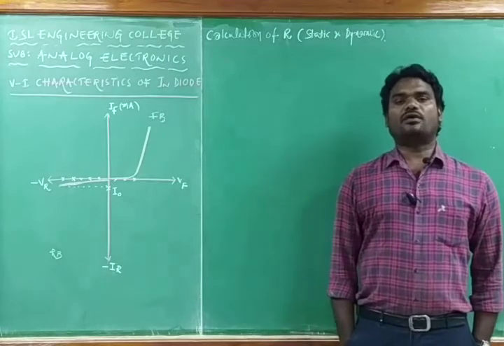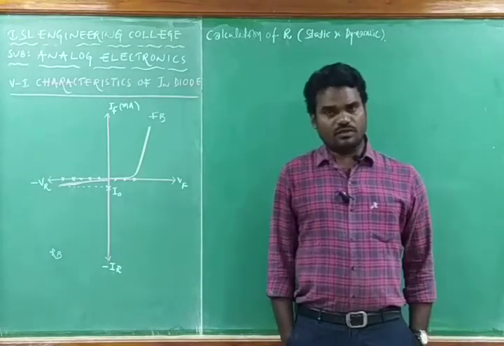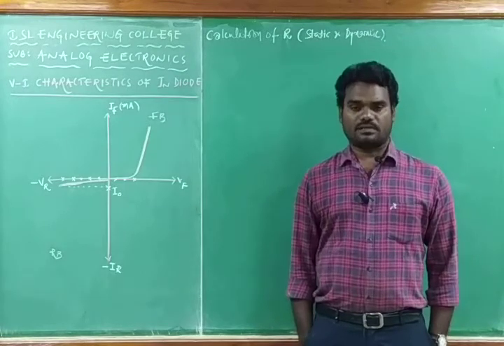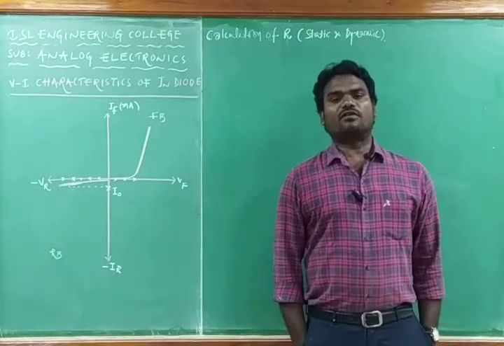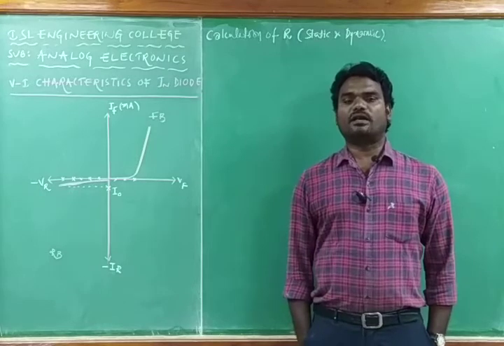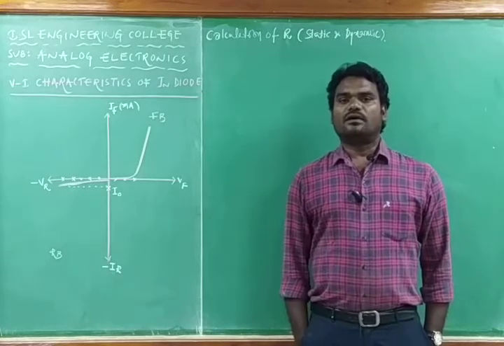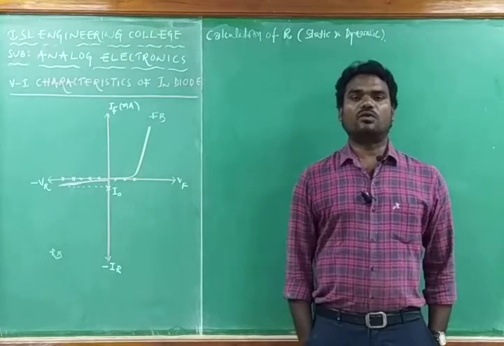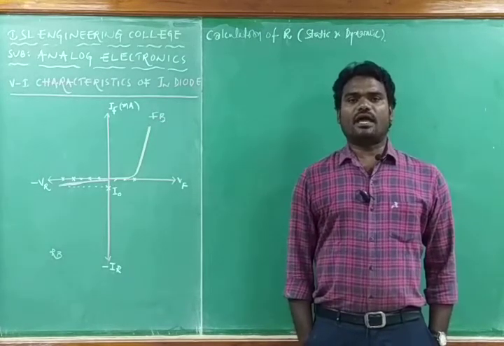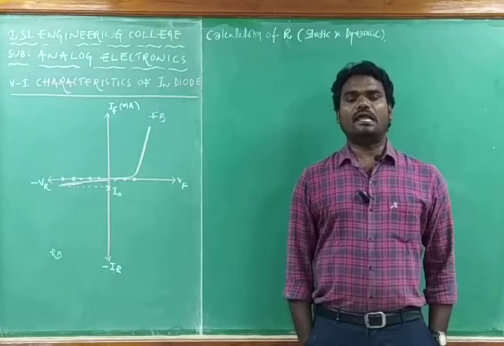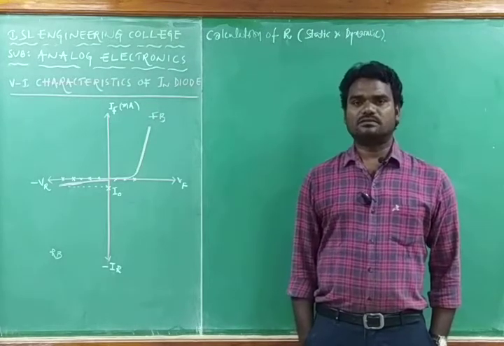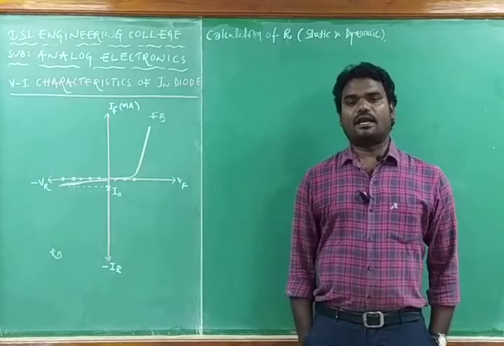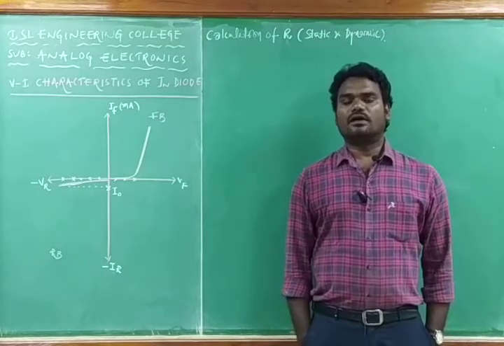The PN junction diode can be connected in two ways. One is forward bias, another one is reverse bias. From the conclusion of the operation of the PN junction diode in forward bias, we can conclude that the PN junction diode conducts milliamps of current in forward bias and it doesn't conduct any current in the reverse bias mode.